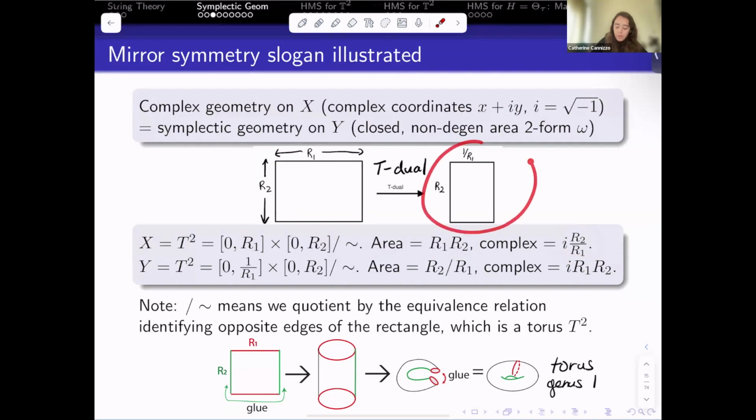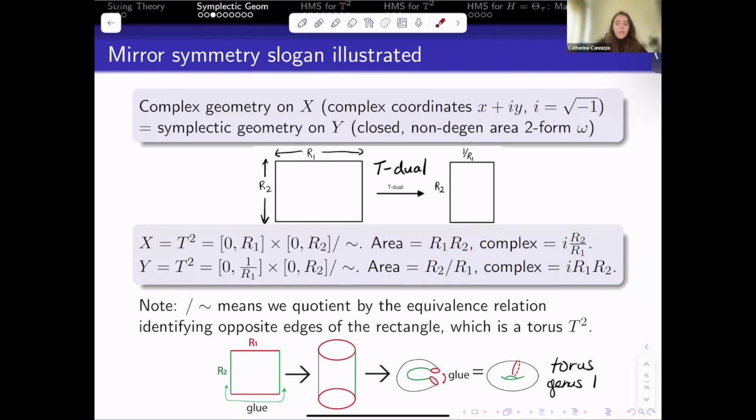Now let's look at those same quantities on the T-dual, where we've inverted one side. Now the area is this side length times this side length. That'll give us this area. The area is R2 over R1. And to rotate by 90 degrees, now we're multiplying by R1 times R2. So the symplectic geometry of this one is actually corresponding to the complex geometry of the T-dual and vice versa. Complex geometry here is corresponding to the symplectic geometry here.